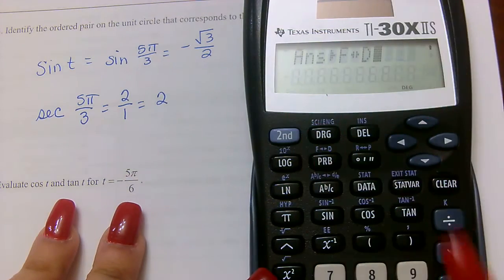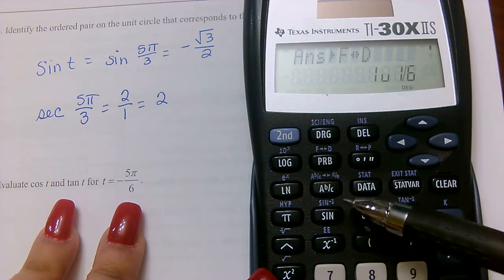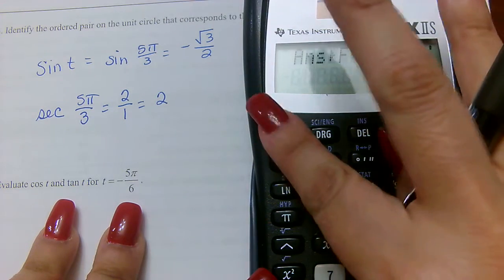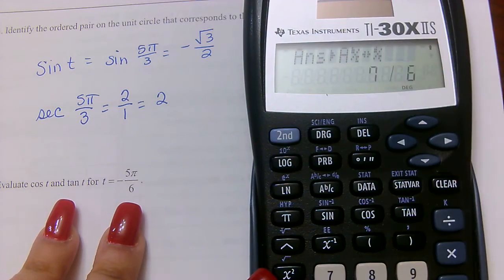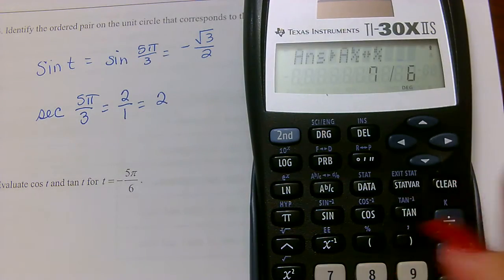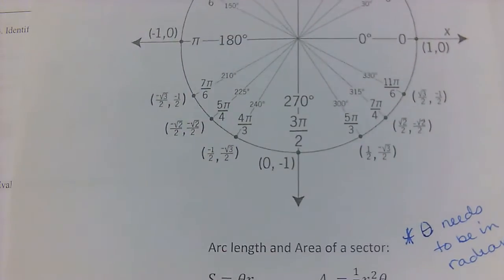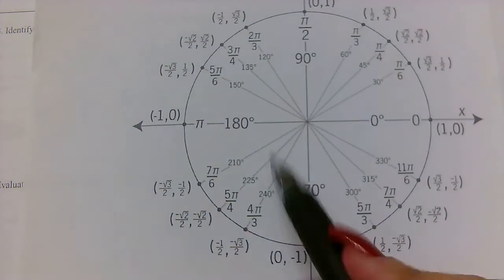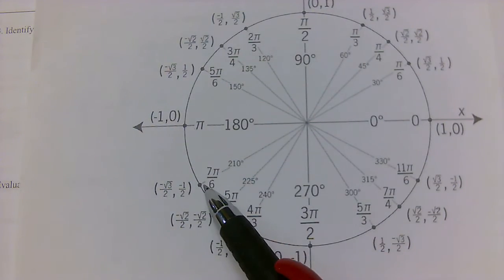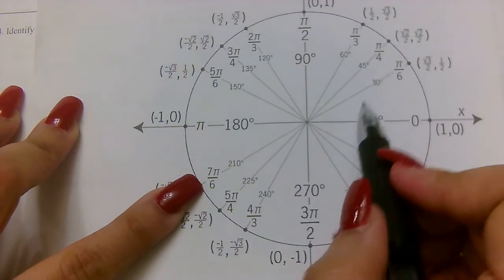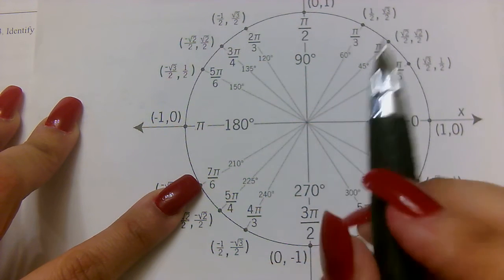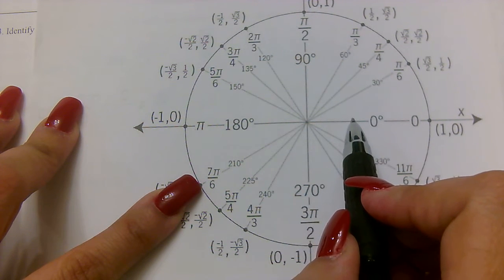So let's go ahead and convert that to an improper fraction, second PRB, and then second under the one under PRB. And that's going to say that's the same thing as 7 over 6. So now I can look at the unit circle and say, oh, okay, yeah, here's 7 over 6 pi. So in the other video, in the other question, it said 5 pi over 6.